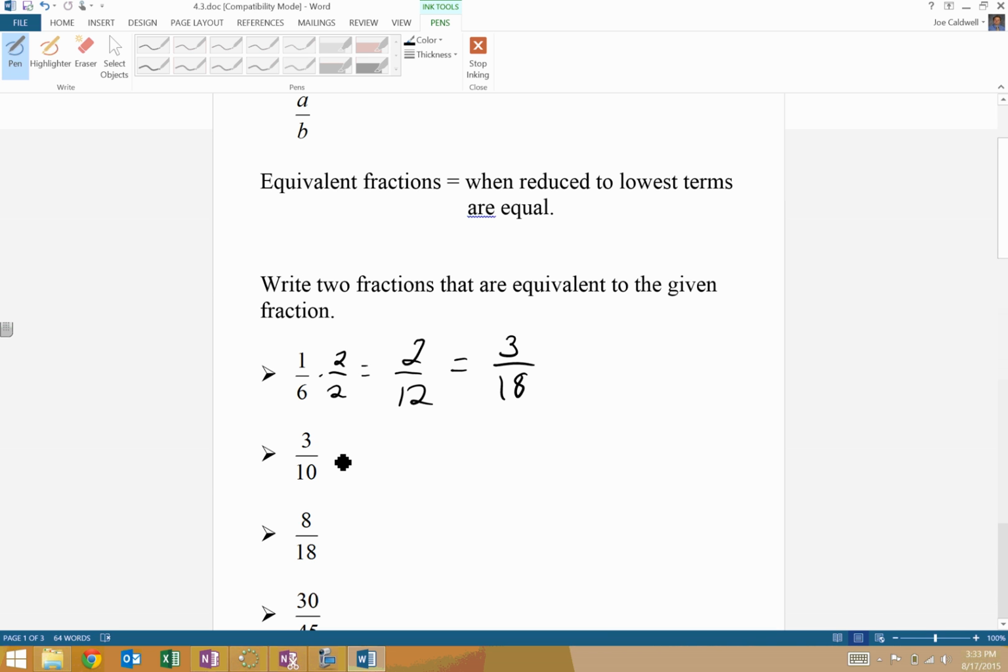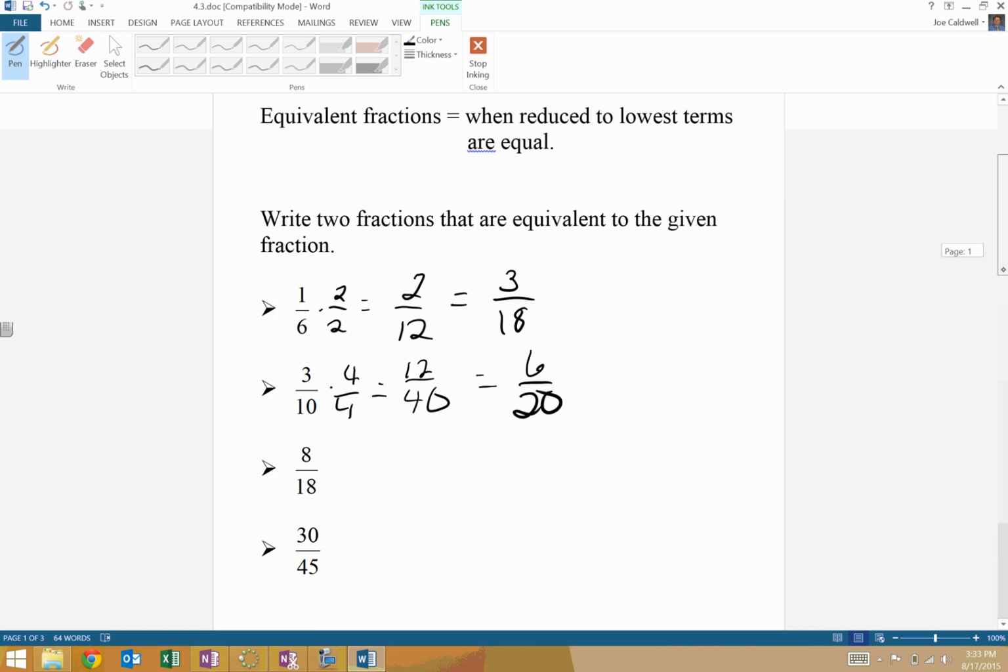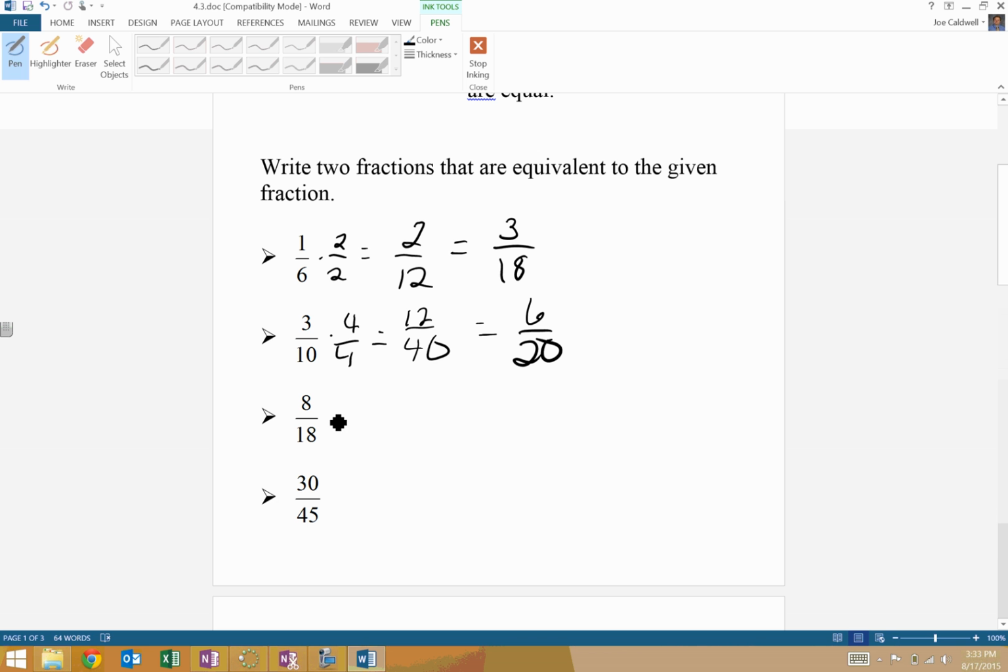So 3/10. Again, if we multiplied both by 4, as long as you're multiplying the top and the bottom by the same thing, those fractions are going to be equal. You're not really changing the value. So 12 over 40. If I multiplied this originally by 2, I could get 6/20. All would reduce down to 3/10.